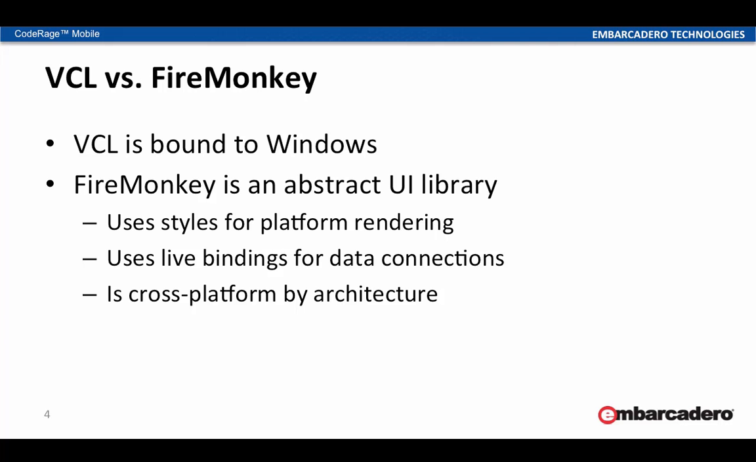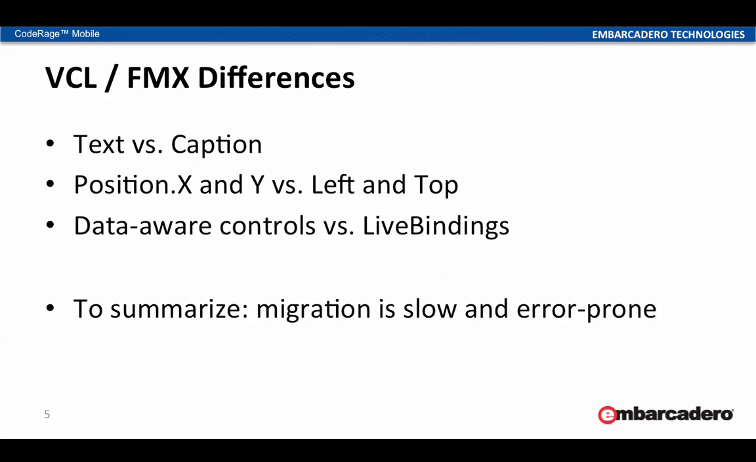FireMonkey uses styles for platform-specific rendering, so you get platform fidelity, you get this look and feel for the platform, but on the other hand, the library is abstract and uses the GPU, the graphic processing unit of each platform, to provide good performance on different hardware. There are several differences in the architecture, although there is a resemblance. There is still a T-button and a T-edit component, but FireMonkey uses live bindings for data connection. This is another big difference. It's cross-platform by architecture, and this implies a lot of underlying differences in the code.